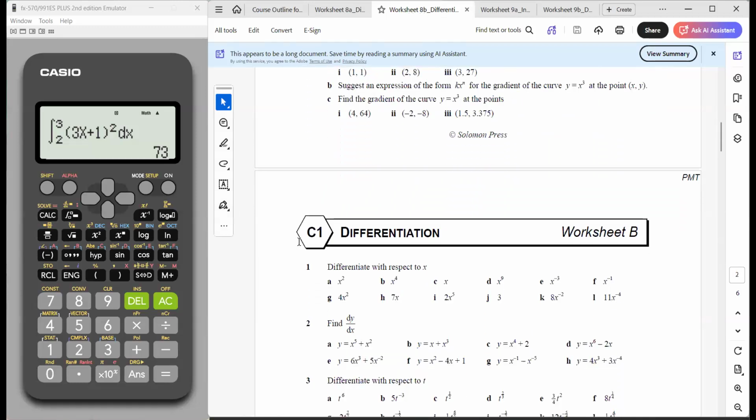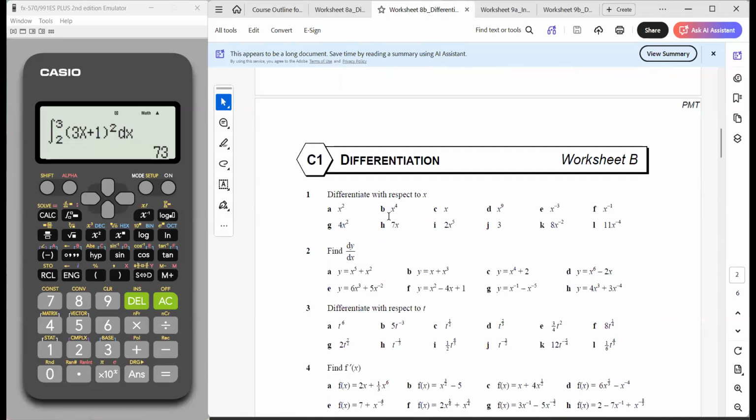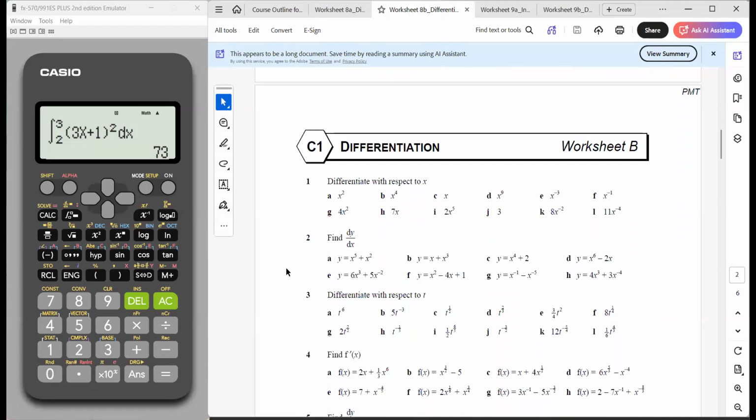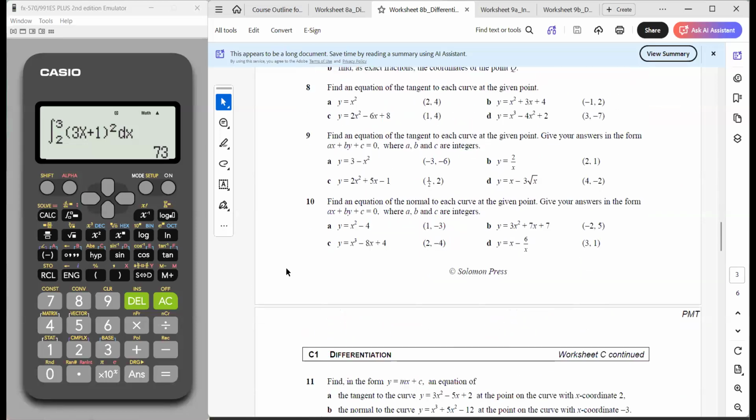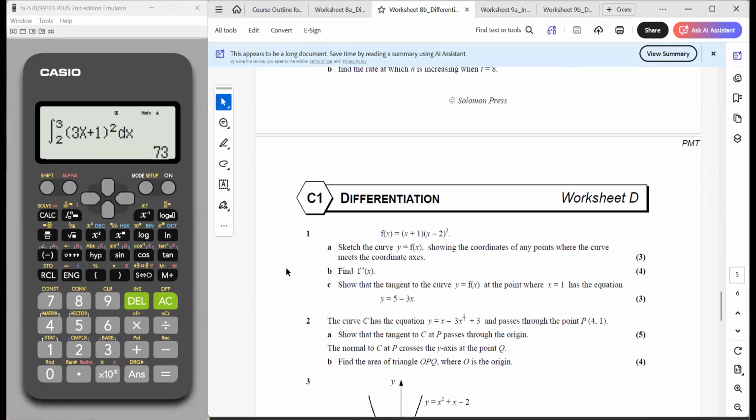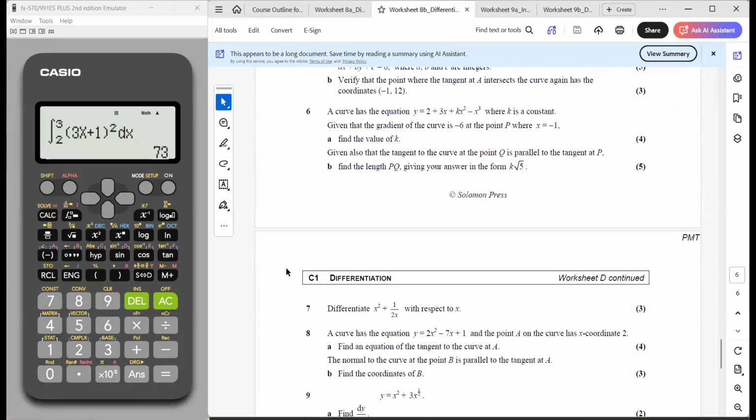These were the ones we started looking at. So again, we are differentiating with respect to x. Again, there are a lot of questions here. So try as much as possible. How many questions are there here? It's a lot. Okay.